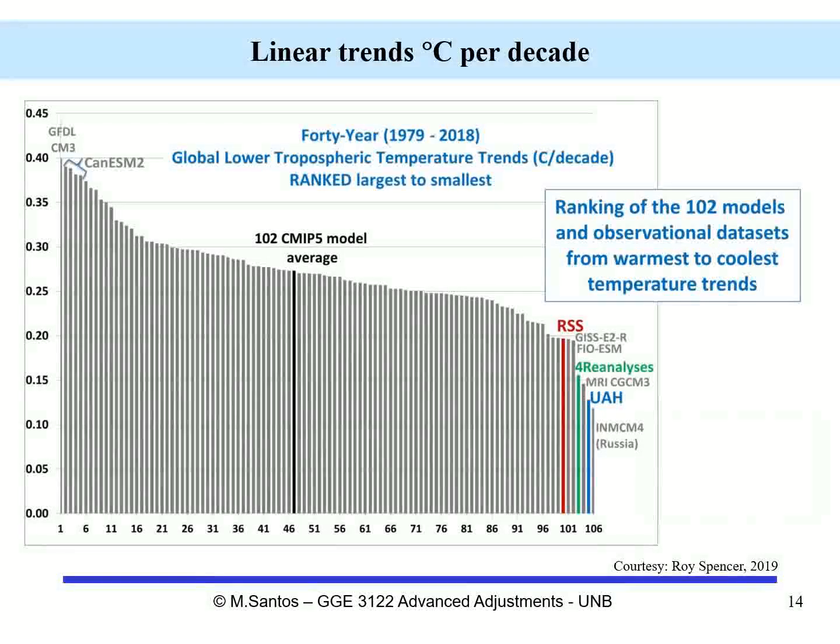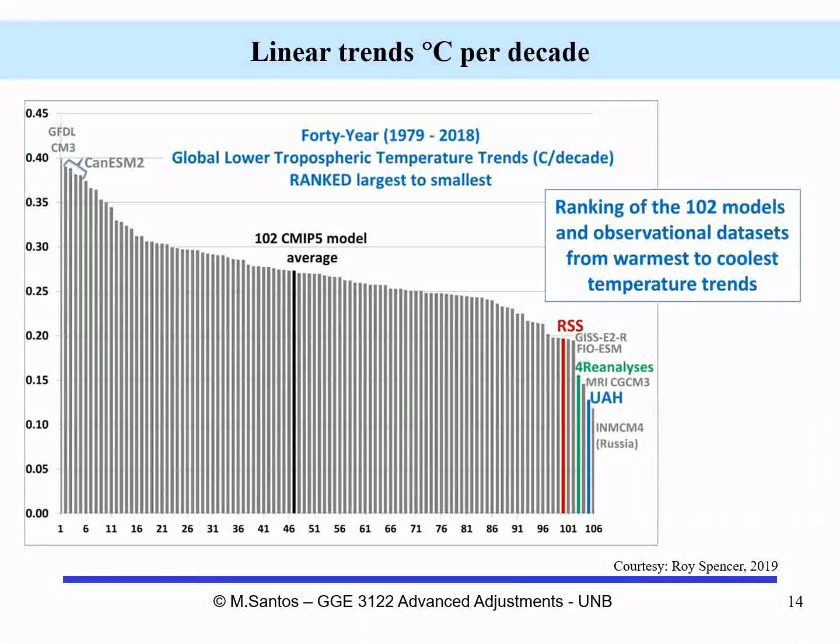Okay, then we have the mean trend, 0.27 degrees Celsius per decade, and on the right-hand side, we have the trend as predicted by the actual observation sets. We have the RSS showing about 0.2 degrees Celsius per decade, the reanalysis at 0.15 degrees Celsius per decade, and the UAH about 0.12 degrees Celsius per decade.